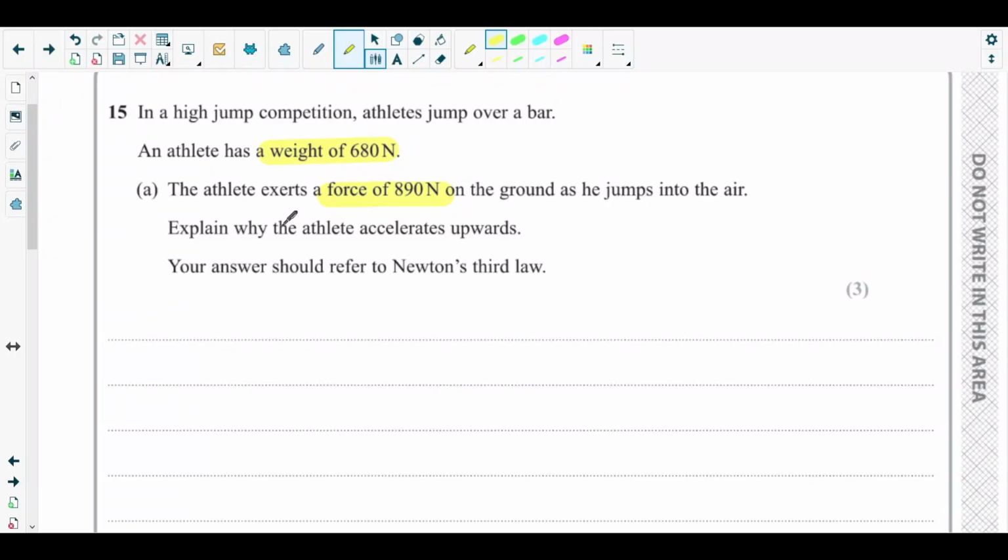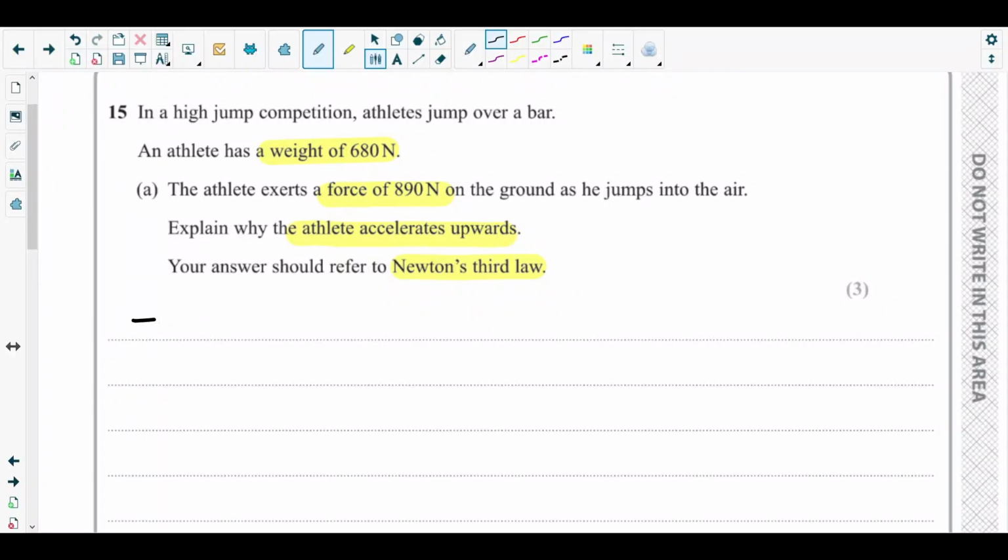Explain why the athlete accelerates upwards. Your answer should refer to Newton's third law. So Newton's third law says what? Every action force has an equal and opposite reaction force. So when this athlete is exerting 890 Newton force on the ground, by Newton's third law, the ground will also react to that force in the upward direction by the same magnitude, right?